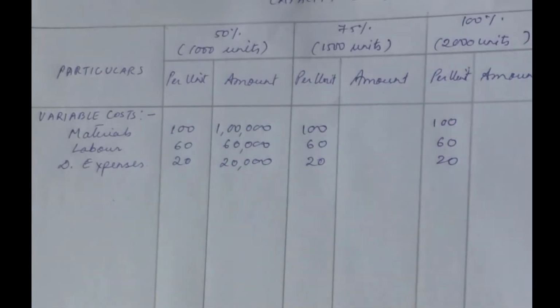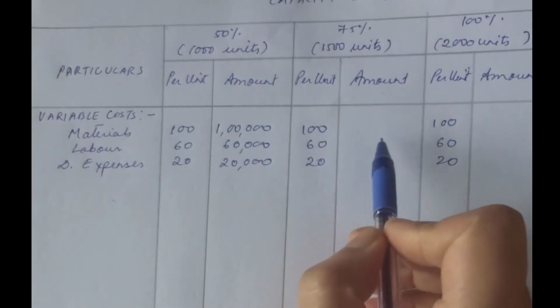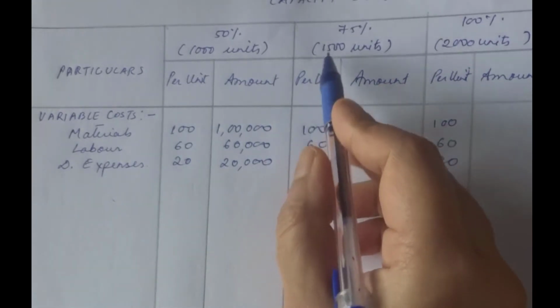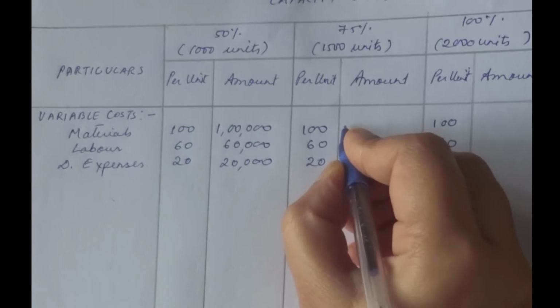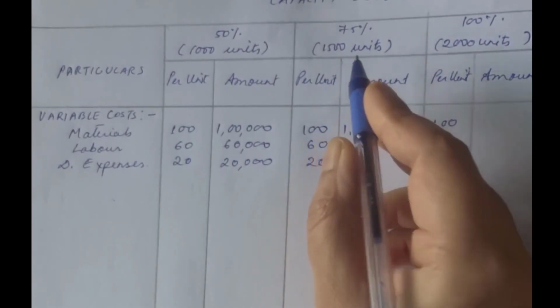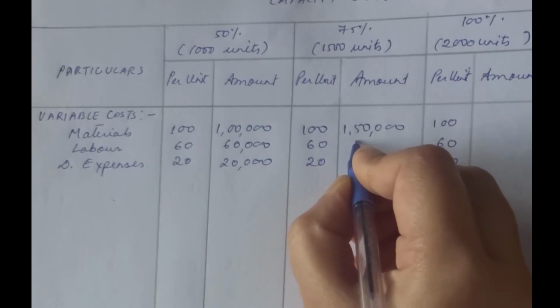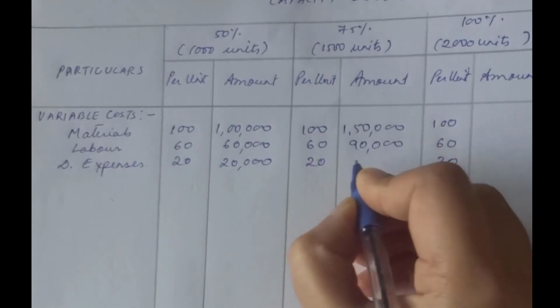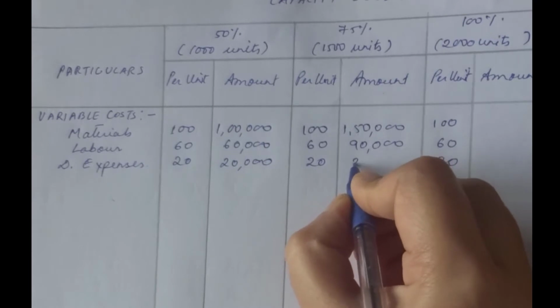Okay, then after this we have to know the amount, right? 100 into 1500 units will be 1,50,000. 60 into 1500 will be 90,000. 20 into 1500 will be 30,000.